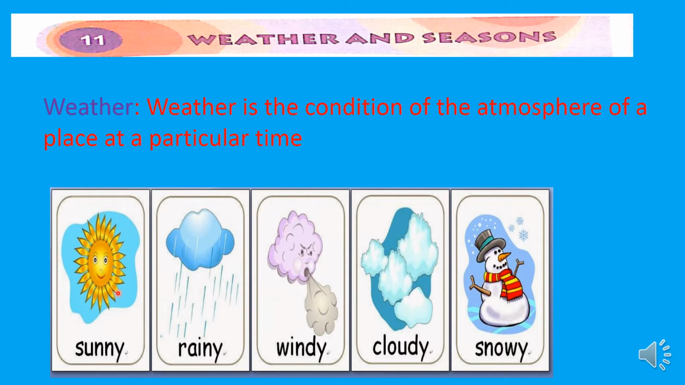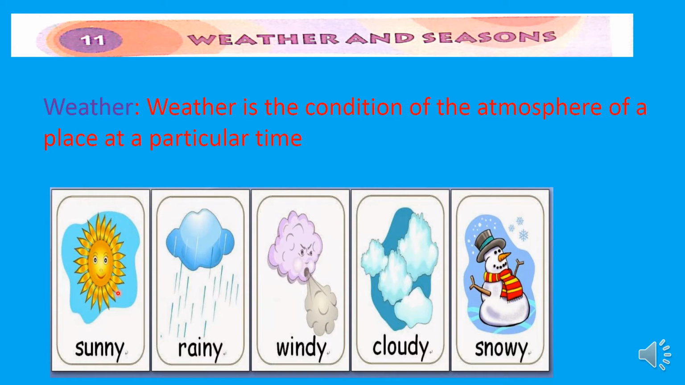This is the concept you should understand first, children. Weather changes day to day, time to time. So what I'm saying, weather is the condition of the atmosphere of your place at a particular time. Now we are in Vizag, yes or no? So this is 10 o'clock now. What's the weather condition now? It's very hot. We are feeling very hot. Yes or no? Maybe in the evening it may rain. We can't say anything. So weather is the condition of the atmosphere of a place at a particular time.